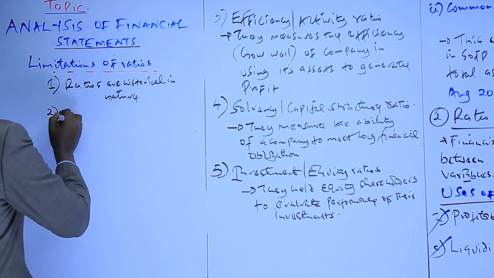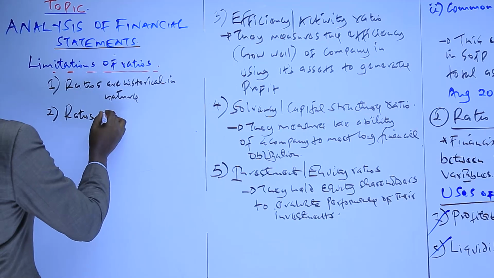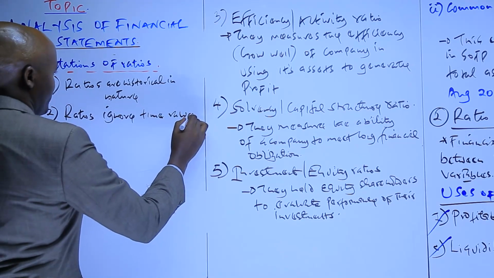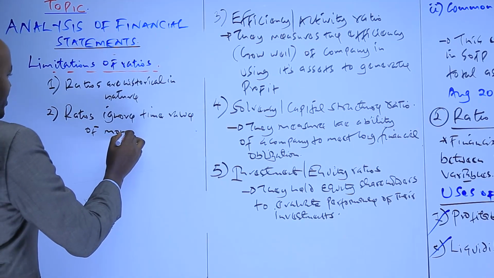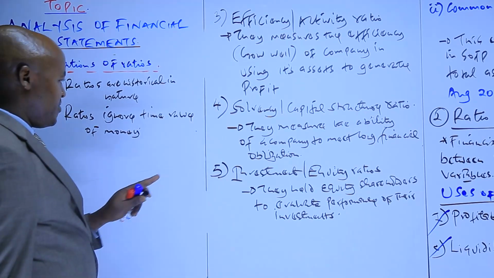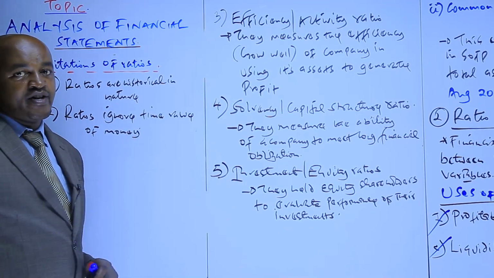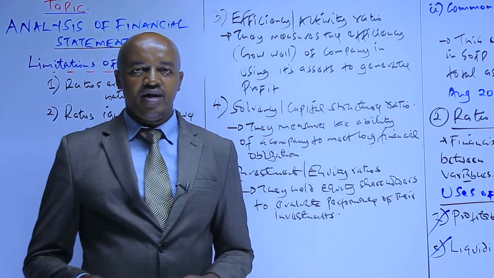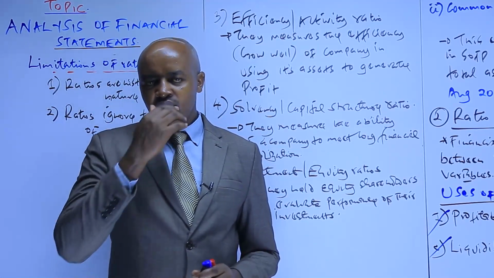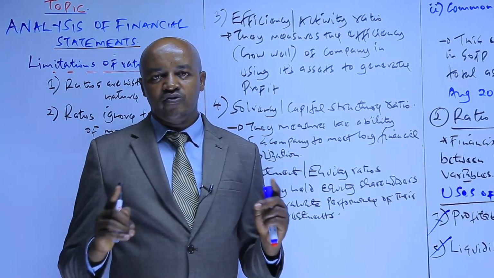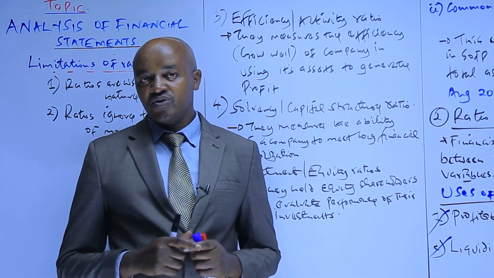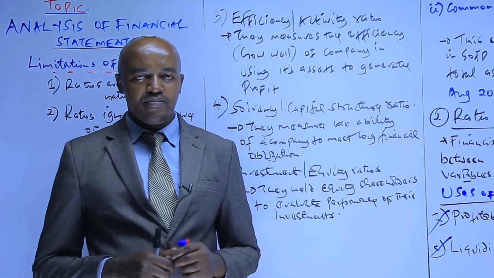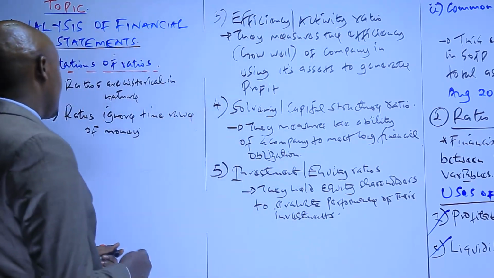Number two, we say ratios ignore the time value of money. So ratios do not have any consideration as far as the time value of money is concerned. If the company, for example, acquired an asset some time back, like 3 years back, maybe at a cost of 2 million, when computing the ratios, I will basically use that figure of 2 million. Despite 2 million currently not having the same value as 3 years back. So the ratios here totally ignore the time value of what?